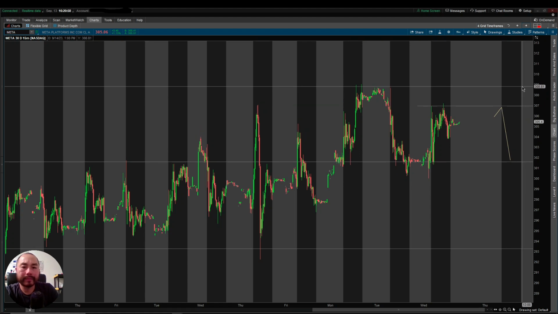So this is my plan for Meta, down to here, because that's where this structure is formed here. It's a lot of activity. Down to 302. So yeah, that's it. Oh, well, let's see if I'm right.